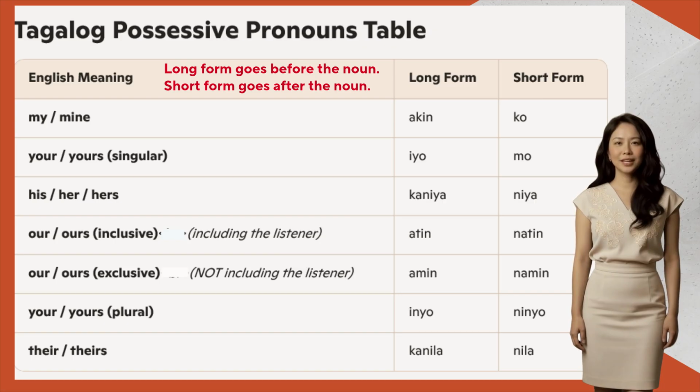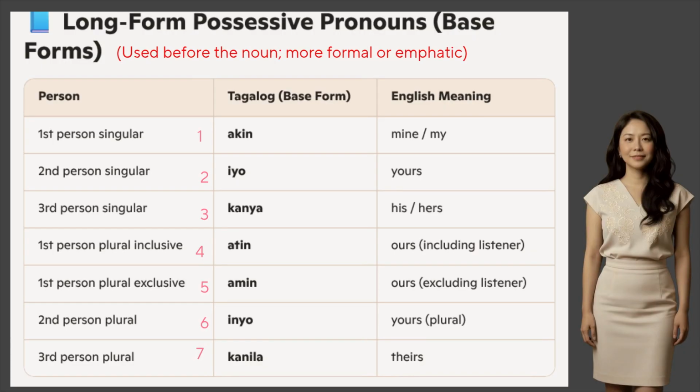Now, one very important rule: you cannot use both the long form and the short form in the same sentence. You choose one or the other depending on where the pronoun appears. Remember, the long form goes before the noun and the short form goes after the noun. So even though the meaning is the same, you only use one form at a time.